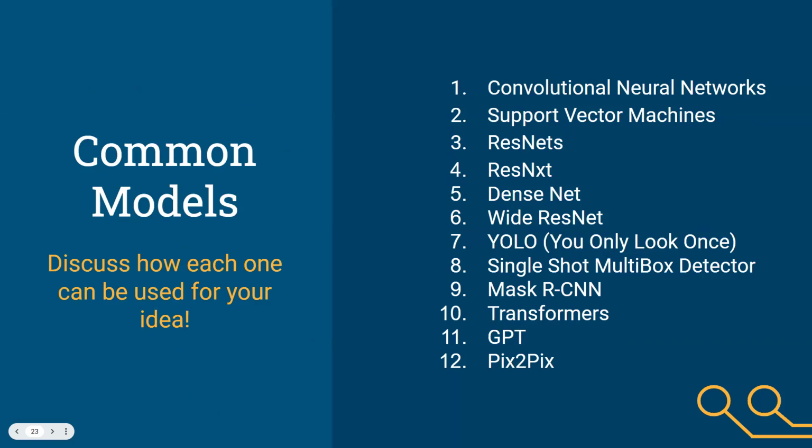You all know about convolutional neural networks, support vector machines, ResNets, but ResNets have their own variants that came out like 10 years ago. There's ResNeXt, there's DenseNets, there's wide ResNets. There are other machine learning models. There's YOLO, which stands for you only look once. Single shot multi-box detectors, Mask R-CNNs. You can use transformers. You can use GPTs. You can use something called pix2pix. This is only 12, but there are like thousands.